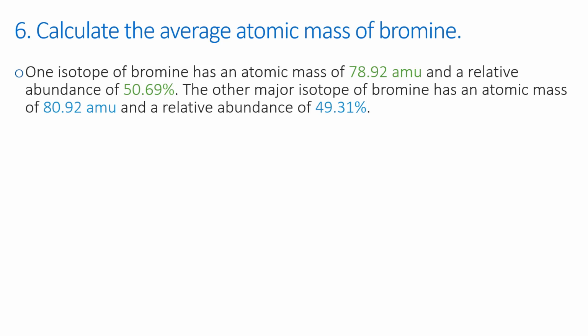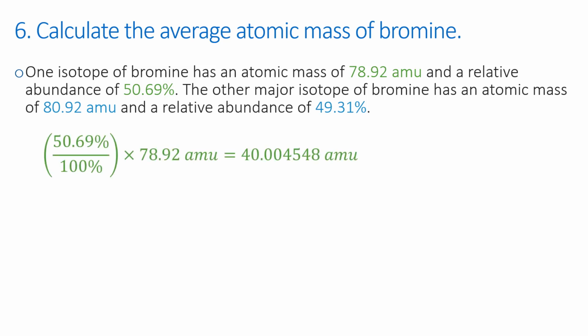In the next question, we need to calculate the average atomic mass of bromine. So we're doing a weighted average here, which means that we have to take into account the relative abundance of the different isotopes. So I need to take the percentage of the atomic mass for each isotope and then add it together. So for my first isotope, 50.69% of all of the bromine has a mass of 78.92 AMU. So I need to do 50.69% of that mass.